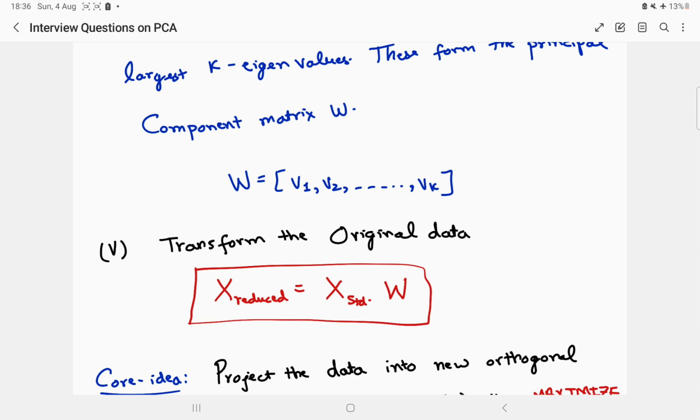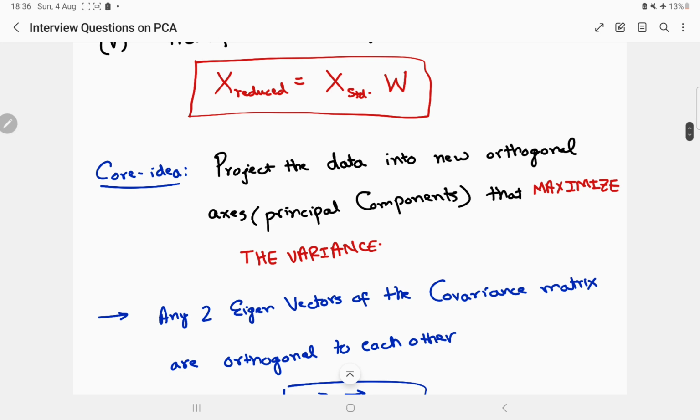And the last step is basically to transform your original data. You take your principal component matrix W, you multiply it with the standardized input data matrix, that is X standardized, and you end up with the reduced data, which is after applying the PCA. And like I mentioned, the core idea behind PCA is to project your data onto new orthogonal axes, that is what we call principal components, that maximize the overall variance of the data.